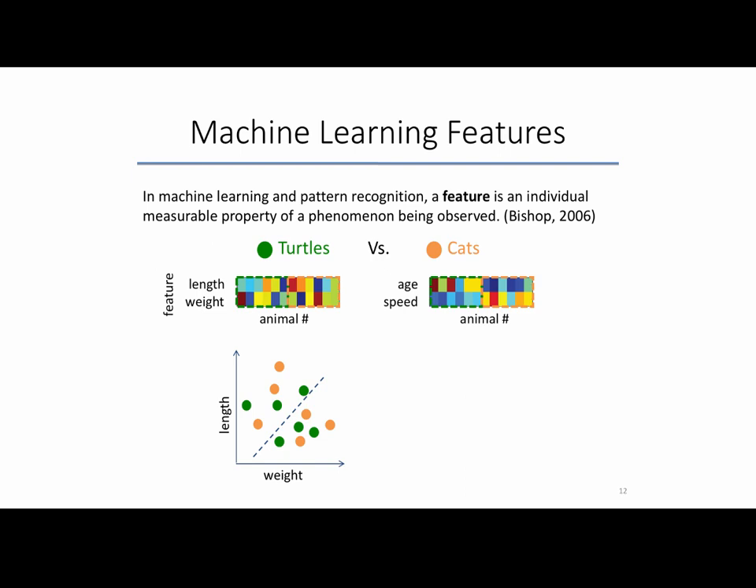But if we chose a different set of features, like age and speed, well, turtles tend to be a lot older and a lot slower than cats, and so in this space, where age is one dimension and speed is another, we find that turtles are on one side of a line and cats are on the other. We can teach our machine learning classifier to draw a line between them and tell them apart. So the point is, you have to tell the machine which features to look at.